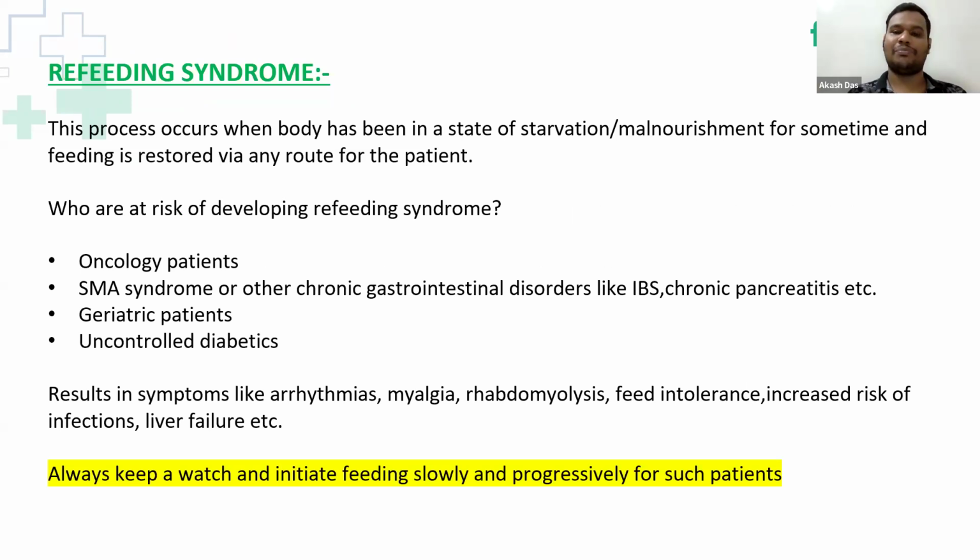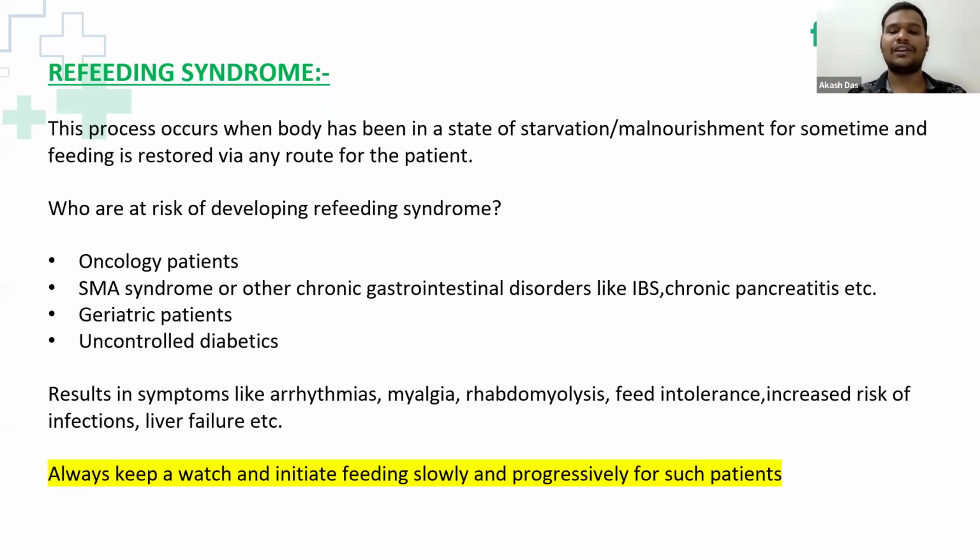It's like some geriatric age group of people, so in the Indian scenario it is very important because usually geriatric patients don't have a very good intake normally. And especially patients who are having any GI issues, SMA syndrome, or patients who are uncontrolled diabetics, alcoholics, and patients who have chronic pancreatitis or oncology patients post chemotherapy, these patients are always at a risk of developing refeeding syndrome because their body will not be used to the feed.